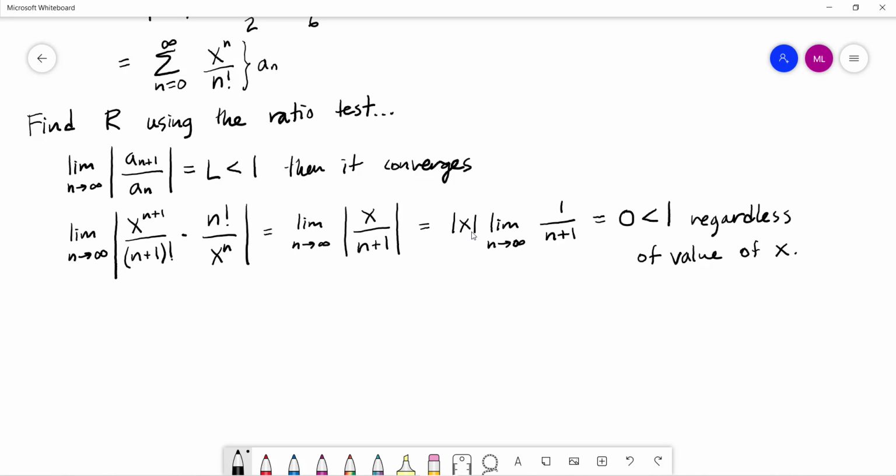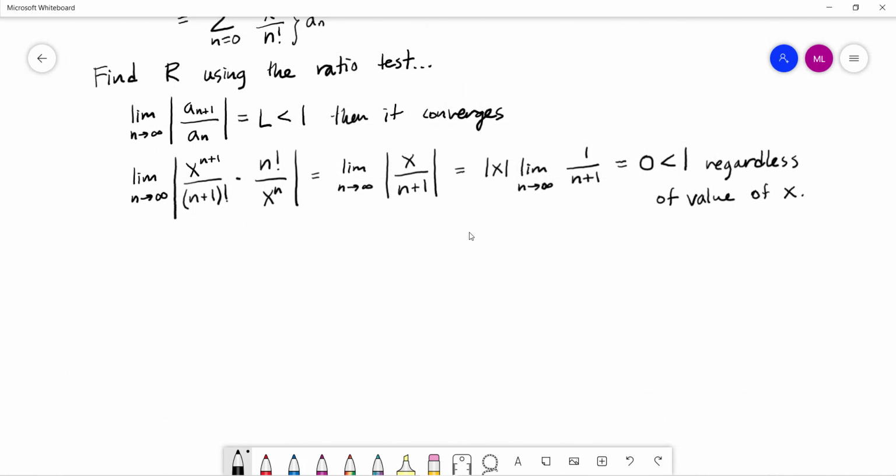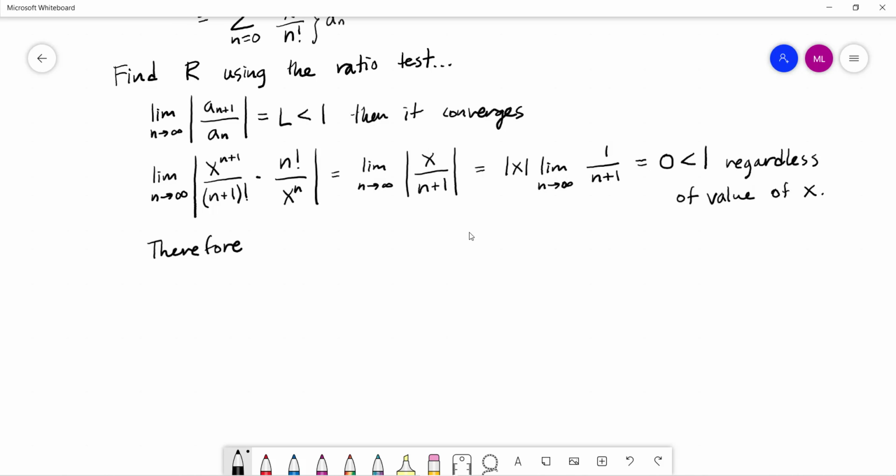Pick any finite value of x you can come up with, and this thing's going to go to 0, and it doesn't matter what the x value is. So, therefore, our radius of convergence is infinite. And again, I'm going to just cheat and write r equals infinity, which is technically probably not something you should write. You can't have something be equal to infinity, but that's the idea. In words, it has an infinite radius of convergence. Another way of saying that is it converges for all x.